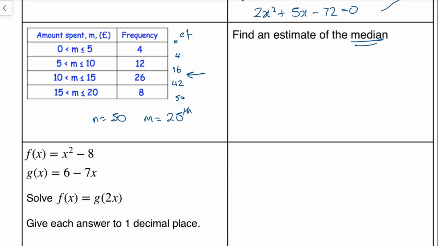So in other words, how far along this class do I go? Well, it's 25 minus the 16 I'm starting at, divide by the frequency of the class, which is 26, multiplied by the class width, which is 5, in other words, 15 minus 10, and then add on the initial value, which is 10.